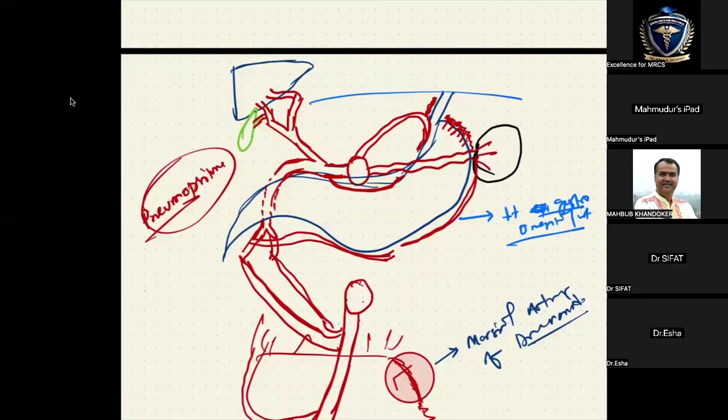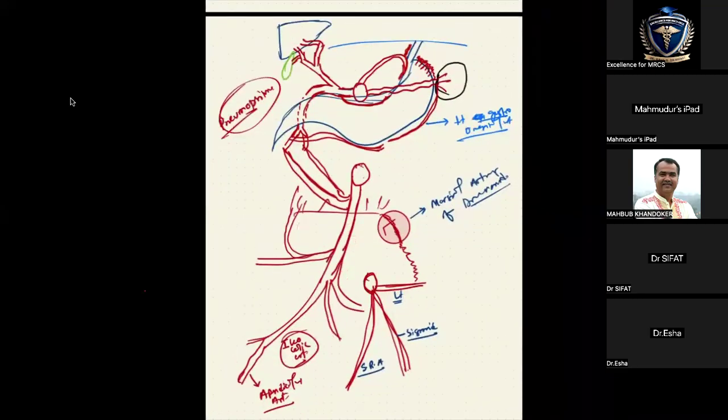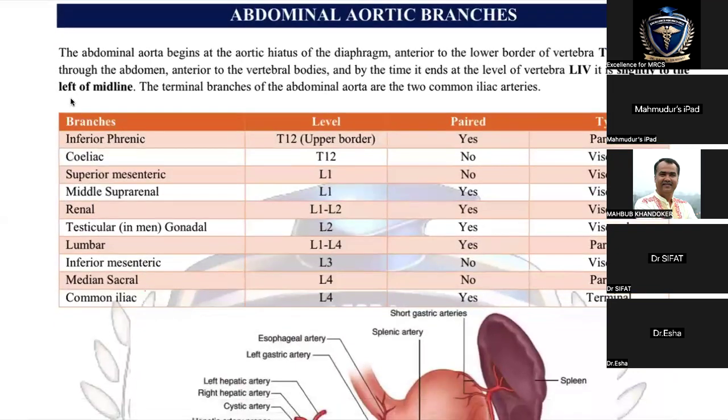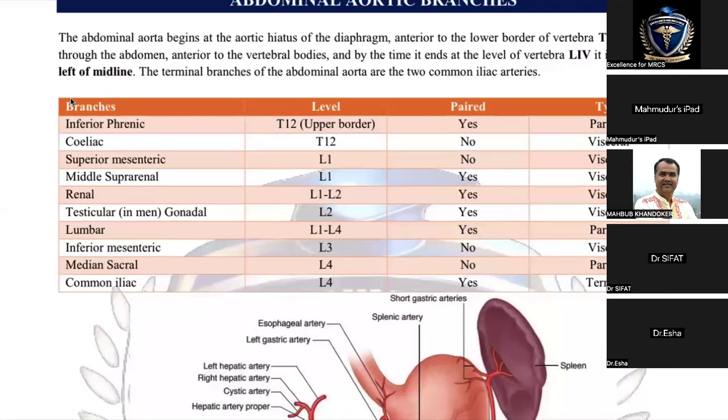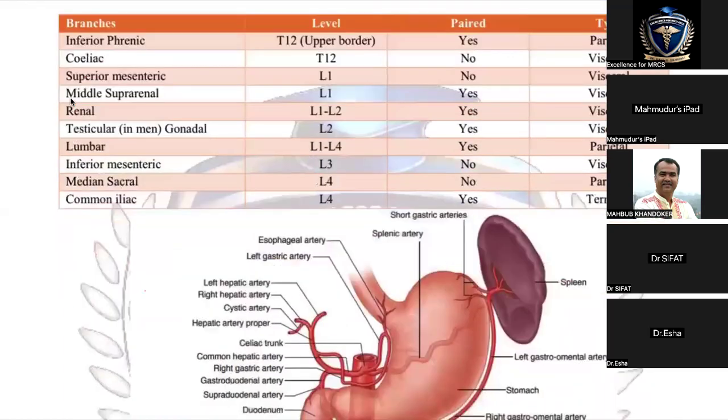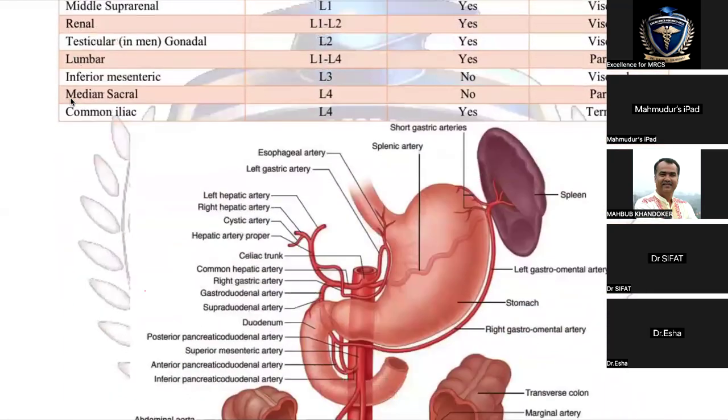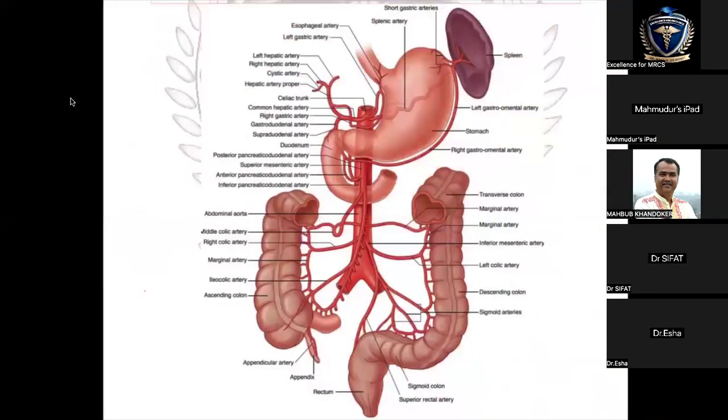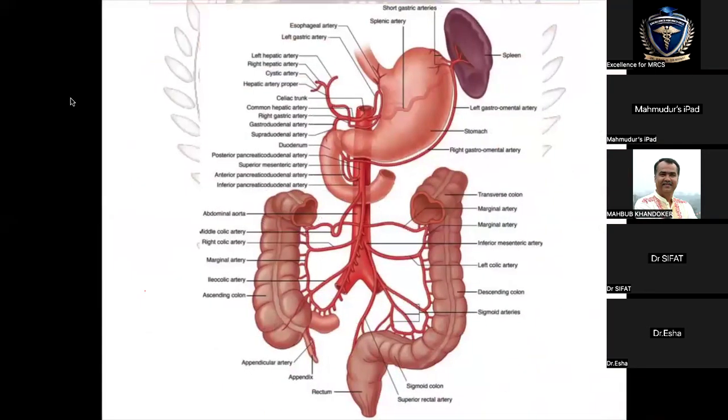If you want to have a screenshot, you may take a screenshot of this ugly picture, but come to the book. This is called the anterior abdominal wall. We have discussed every single thing. Thoracic 12 level, lumbar 4 level, divided and left to the midline, and these branches we have already discussed. This is the 3D picture, which I collected from Gray's Anatomy. This is the celiac trunk, this is the superior mesenteric artery, just behind this portion is the inferior mesenteric artery.